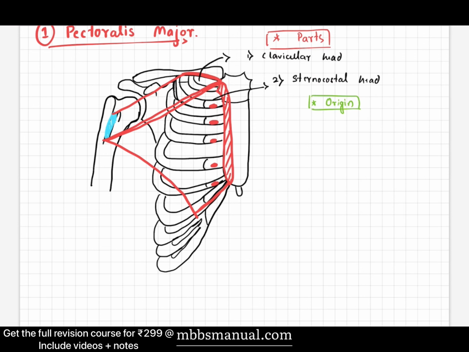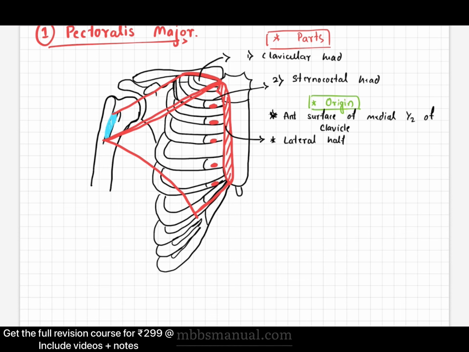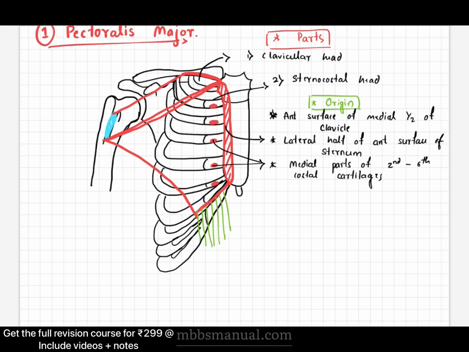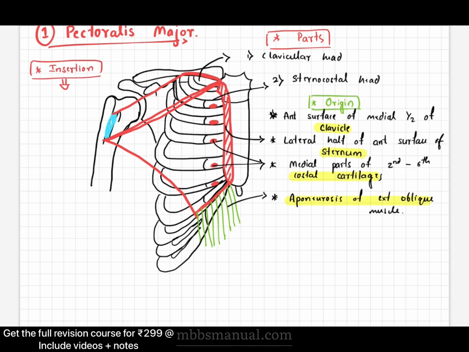Origin of the muscle. Pectoralis major, as I said, divided into two parts. So clavicular head arises from the anterior surface of medial half of the clavicle, whereas sternocostal head arises from lateral half of anterior surface of sternum, medial parts of second to sixth costal cartilages, and aponeurosis of external oblique muscle. So just remember that clavicular head arises from medial half of clavicle, whereas sternocostal head arises from anterior surface of sternum, second to sixth costal cartilages, and aponeurosis of external oblique muscles.